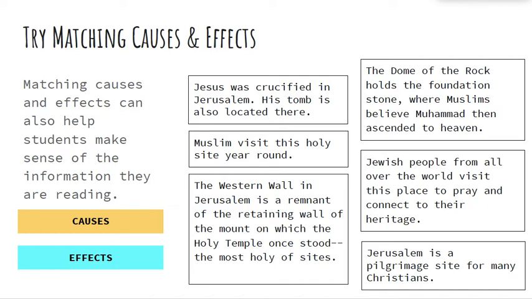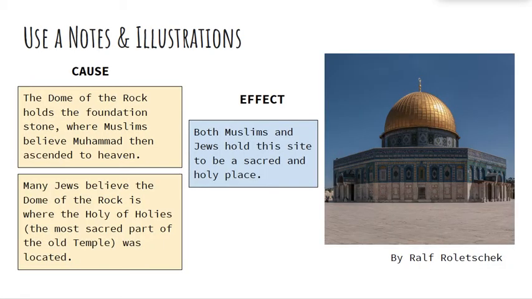For example, we see here some cause and effect labels as well as 6 different cards. Students can match each one to the reasons why the Jewish, Muslim, and Christian religions consider Jerusalem to be holy. Using notes and illustrations can help students visualize information, which will support remembering what they are learning.